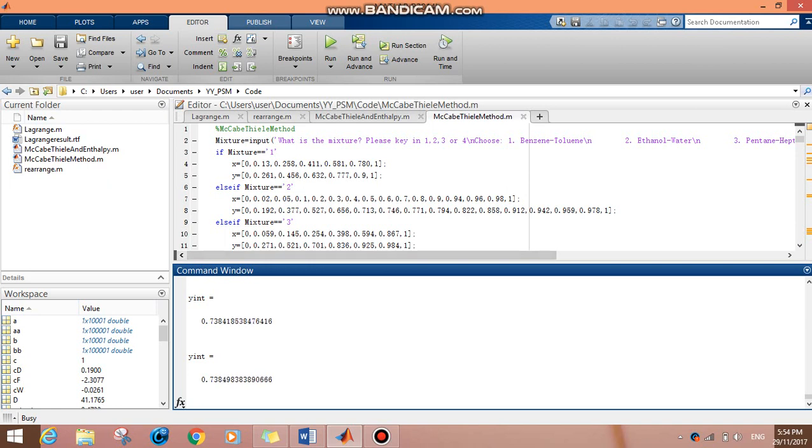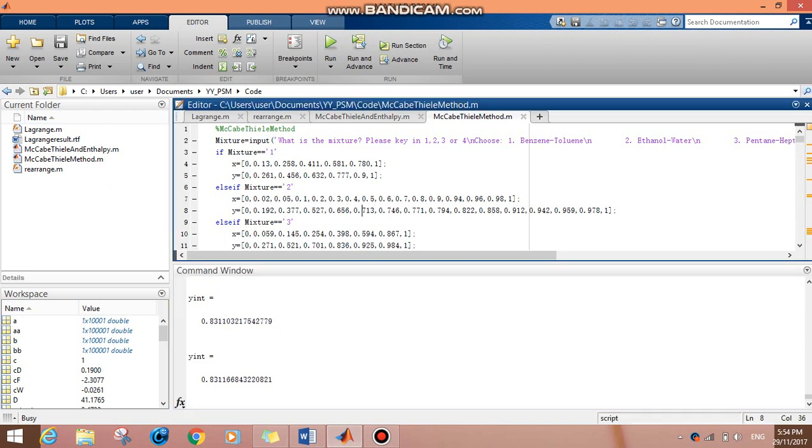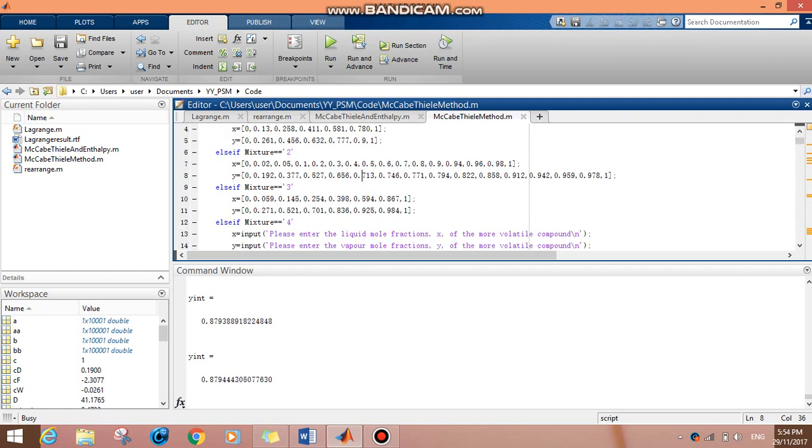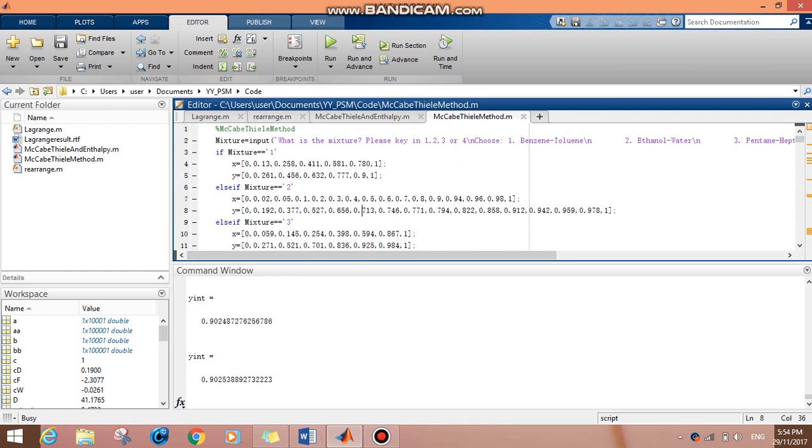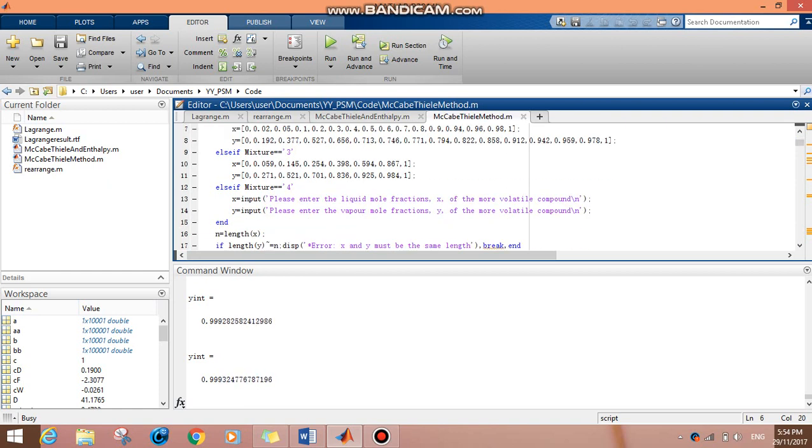While waiting for this, I need to highlight some of the important things to take note of. When you run this code, you will be asked what is the mixture. If the component that you need is not given in this choice, you need to manually key in the equilibrium data yourself. You can choose 4.